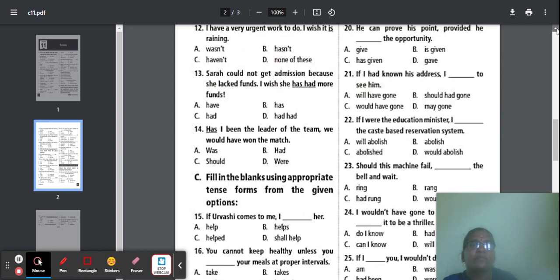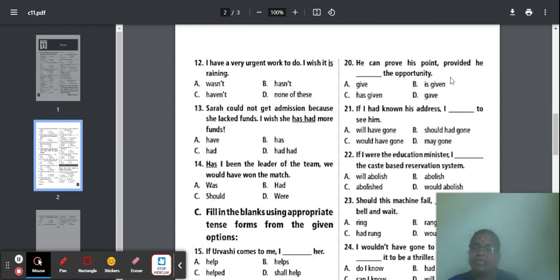Next one. Question number 20. He can prove his point provided he dash the opportunity. So we have to check. He can prove his point provided he dash the opportunity. Have you studied voices? Active voice, passive voice. Yes. He is given the opportunity. Okay, my dears. So he is given the opportunity.